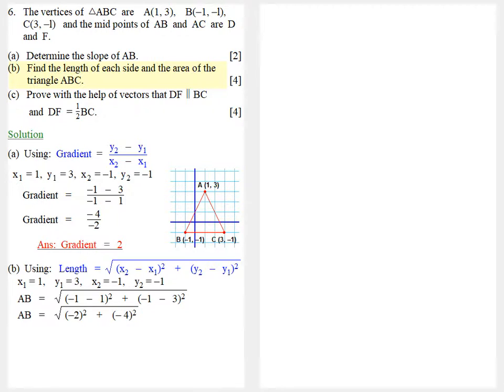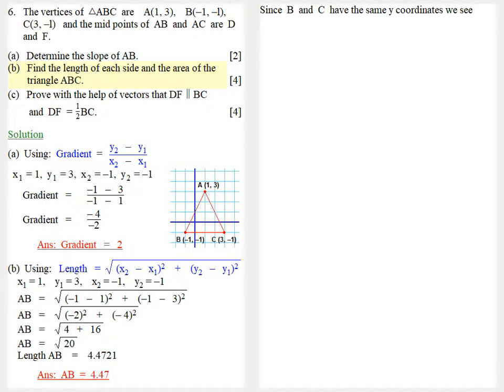So the length AB is the square root of (-2) squared plus (-4) squared, which is the square root of 4 plus 16, or the square root of 20. And if we work that out as a length, the length AB is 4.4721, or rounded off, AB is 4.47. Now, since B and C have the same y coordinates, we can easily work out the length BC. It's simply the difference of the x coordinates. So the length of BC is 3 take away -1. So BC is equal to 4.